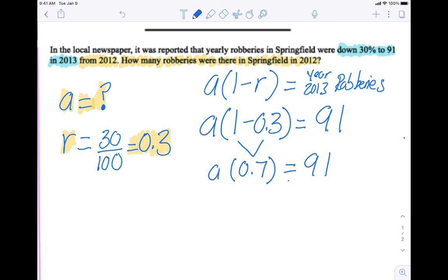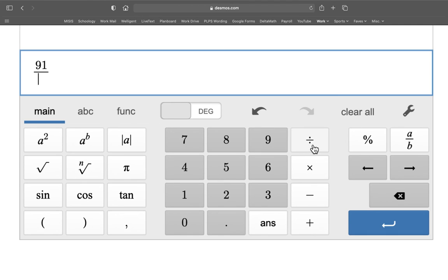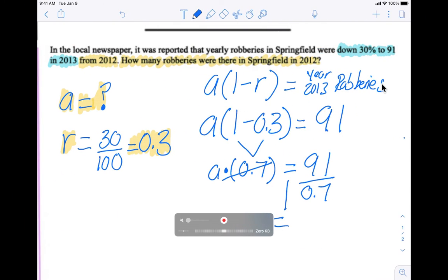Now, to solve for A, guys, remember, parentheses means times. Right? I want to get A by itself. So the opposite of multiplying is dividing. So I'm going to cross out 0.7 and divide by 0.7. So 91 divided by 0.7. So let's use our calculator. 91 divided by 0.7 is 130. Look at that.